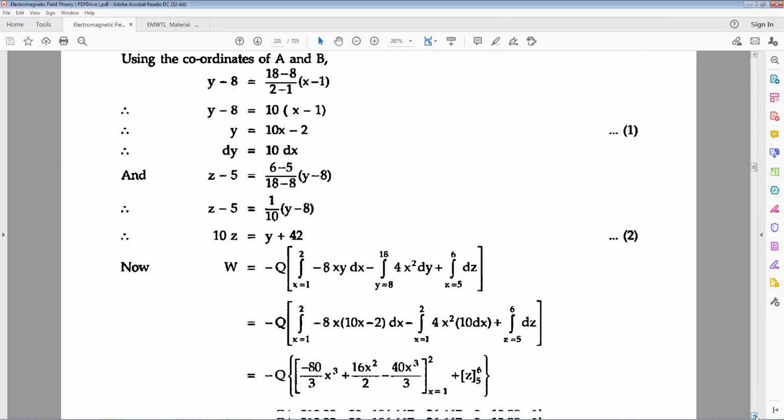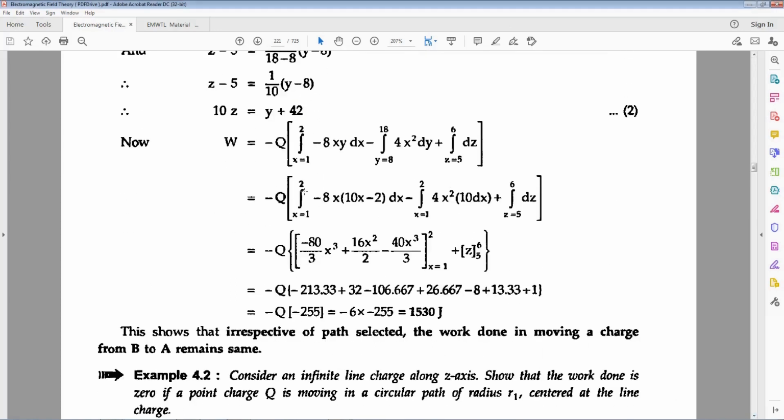Then apply the integral for all three terms and substitute the values, the upper limit and the lower limit of x and of z, and simplify the equation. You'll get Q is equal to 1530 joules. This shows that irrespective of the path selected, the work done in moving a charge from B to A remains the same. So previously we got the same thing, the 1530 joules, by selecting the path.